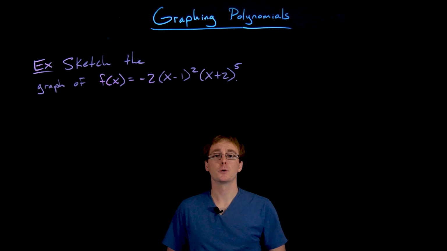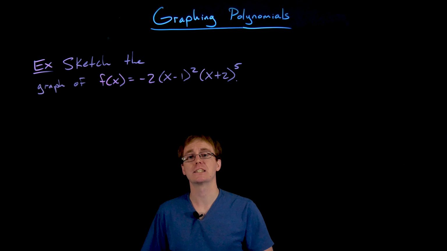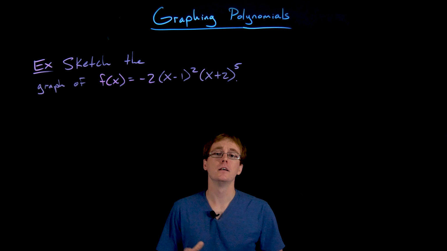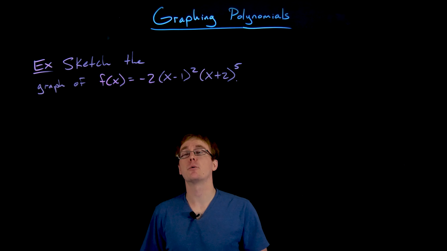Let's go ahead and jump into another example where we're asked to sketch the graph of a polynomial function that is given to us in its factored form. So again, we're calling our function f of x. This time it's defined by the equation negative 2 times the quantity x minus 1 squared, multiplied by the quantity x plus 2 raised to the power of 5.